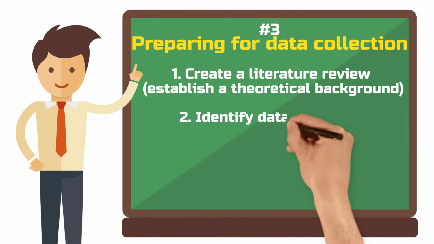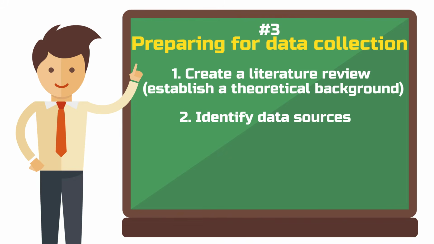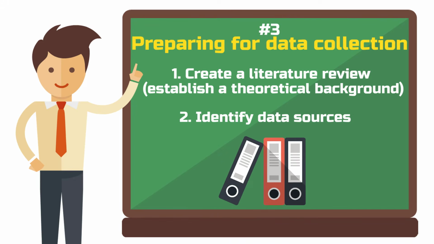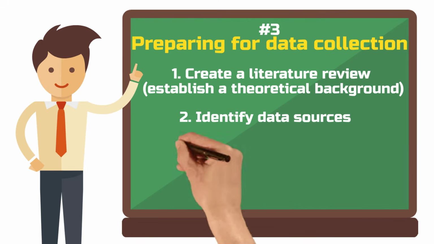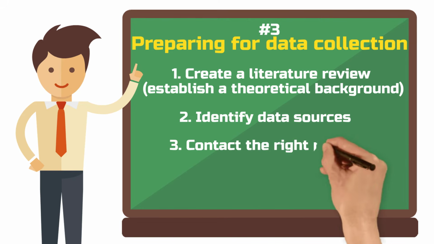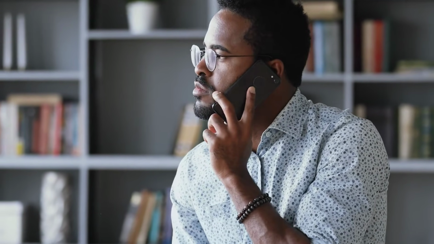Second, identify data sources. Where do you get your data from? Which interview partners do you need? Which social media platforms? Which company data? And which archive reports? And third, contact the right people. All you have to do is to get access to data. Write to interview partners, call archive owners, and so on.